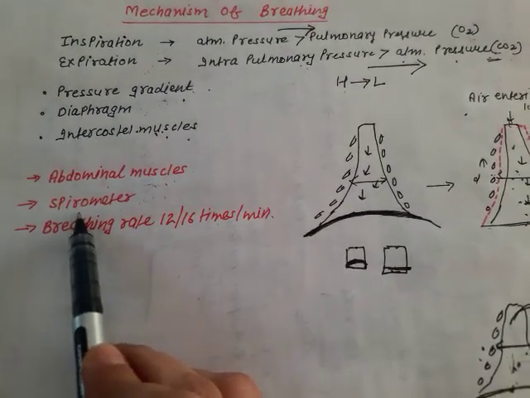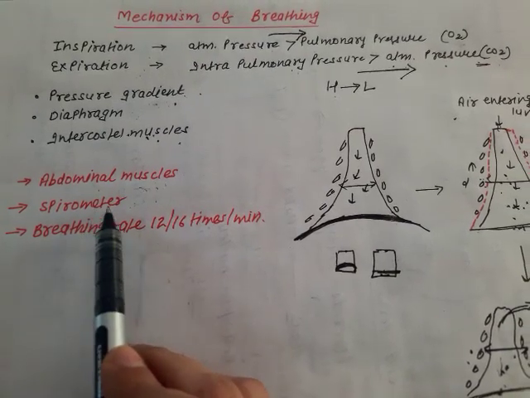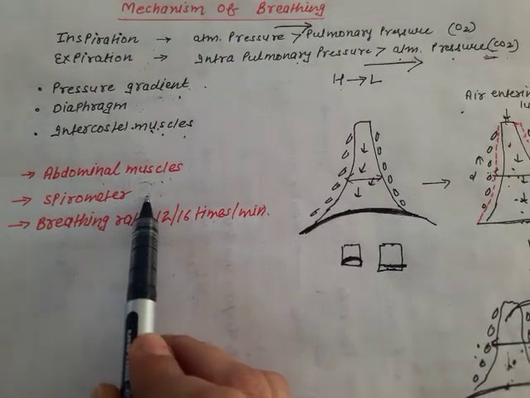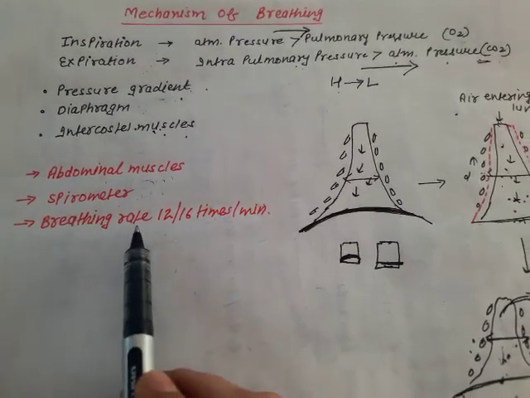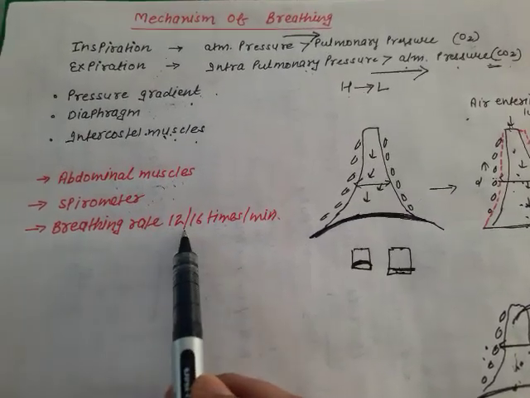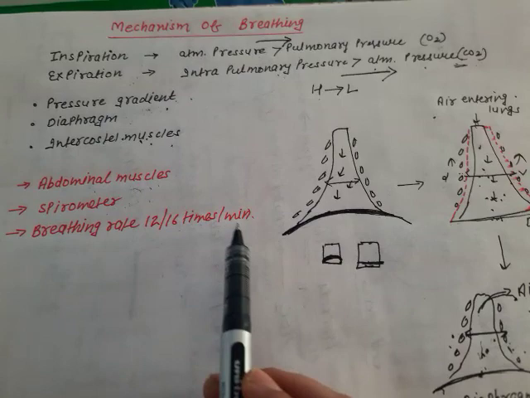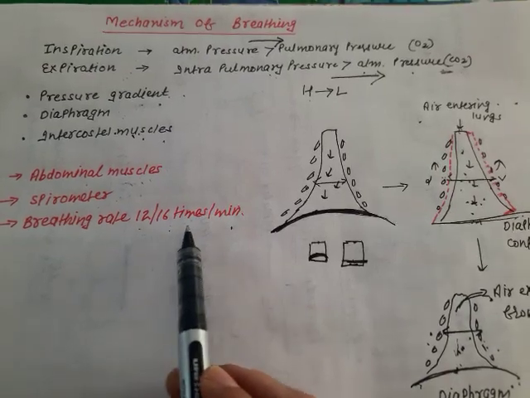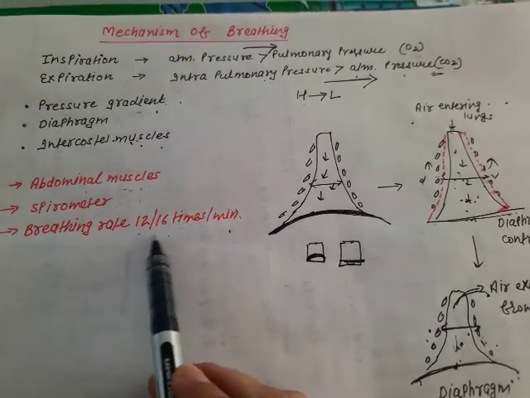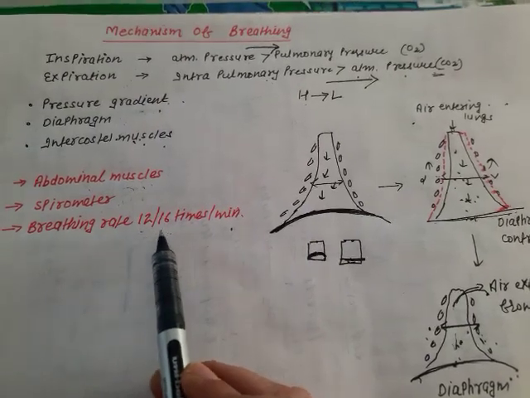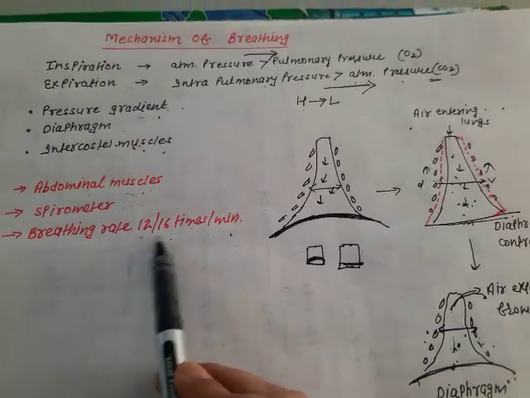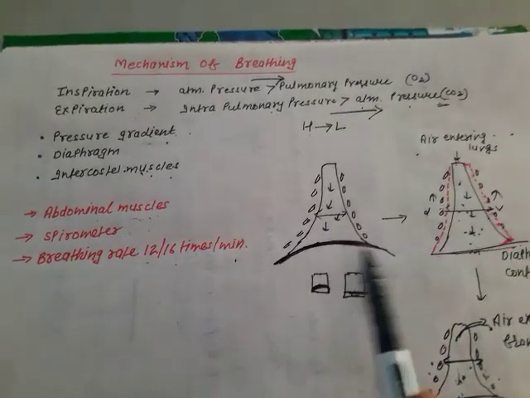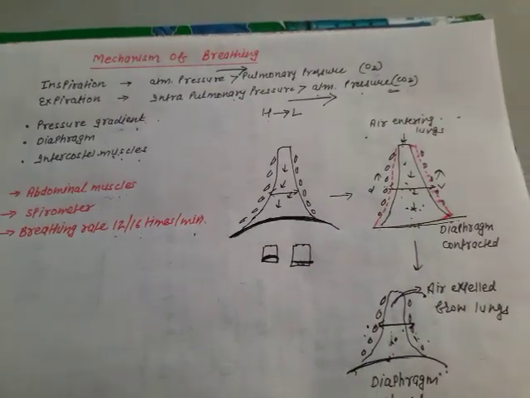And spirometer is the instrument which is used for measuring the volume of air inhaled and exhaled. Breathing rate in an average person is 12 to 16 times per minute. Fine. However, this rate is increased in children, the breathing rate is a little higher in small children, but normally in an average person it is 12 to 16 times per minute. Fine. So this was all about the mechanism of breathing.